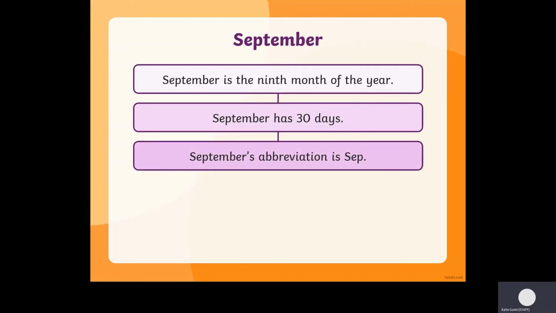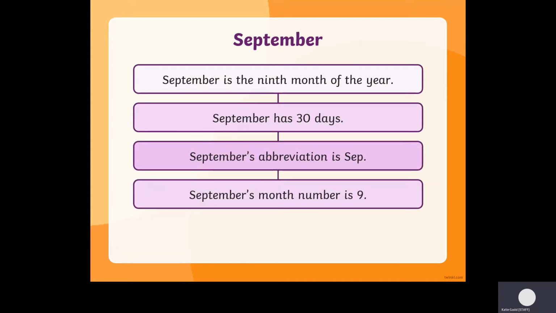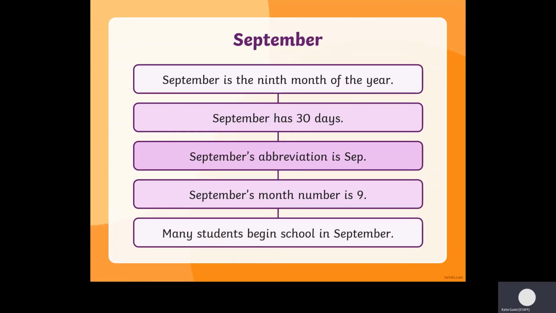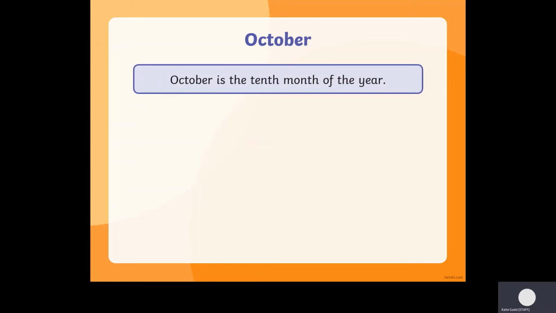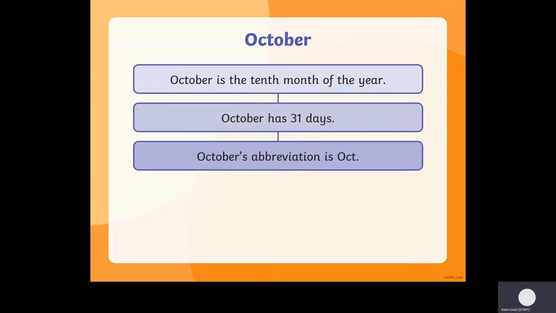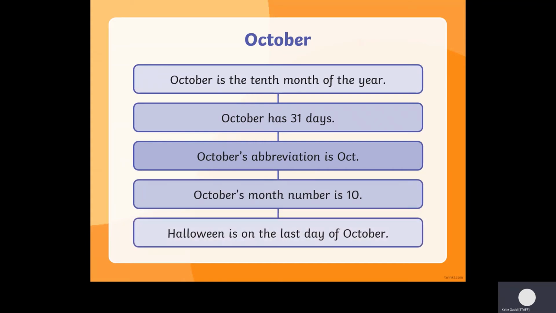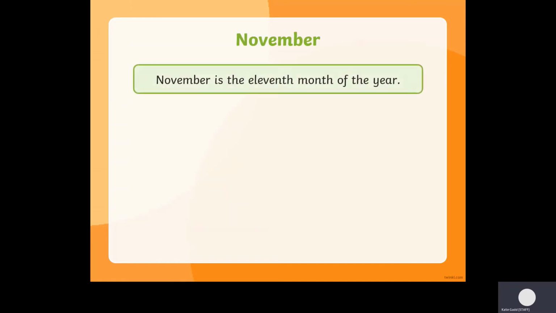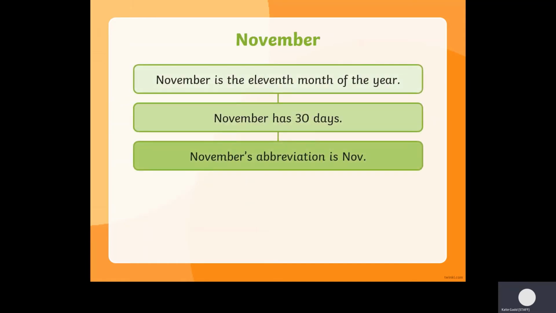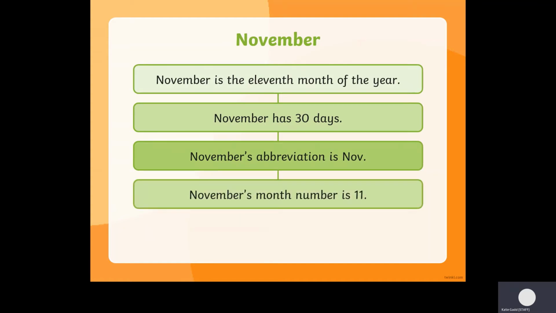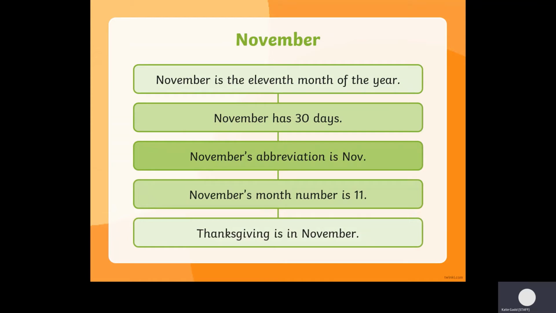September, the 9th month of the year, has 30 days. It's abbreviated to SEP. The month number is number 9, and school begins in September for most children. October is the 10th month of the year. It has 31 days. It's abbreviated to OCT. The month number is 10, and Halloween is the last day in October. November, the 11th month of the year, has 30 days. It's abbreviated to NOV. It's number 11 in the months. And Thanksgiving, another American holiday, is celebrated in November, and in England we celebrate Fireworks Night.